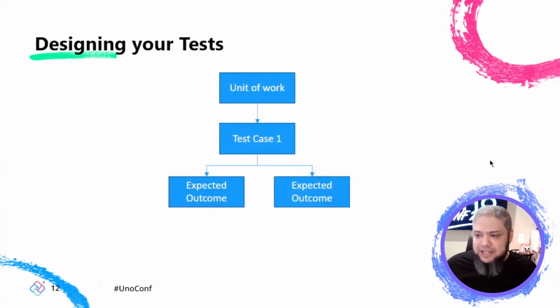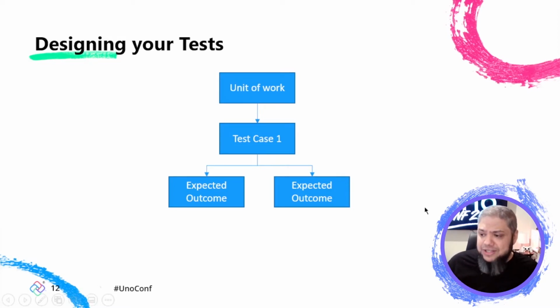The next step is we want to design our tests. We want to make sure that our test classes are grouped into each individual unit of work. For each unit of work, we want to have individual test cases, and for each one of these test cases, we want to be able to evaluate each expected outcome.